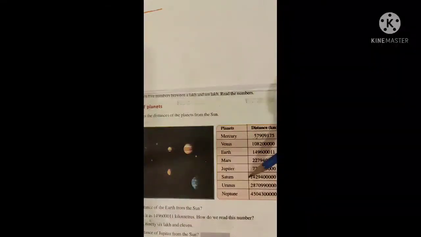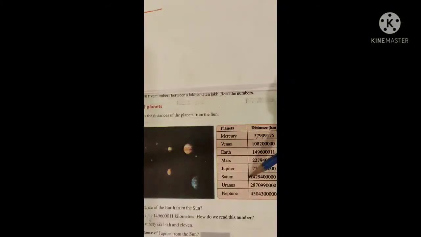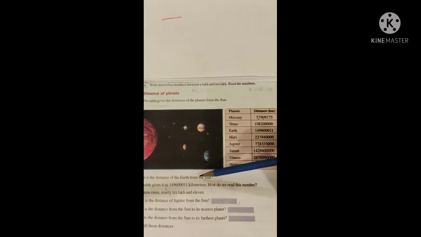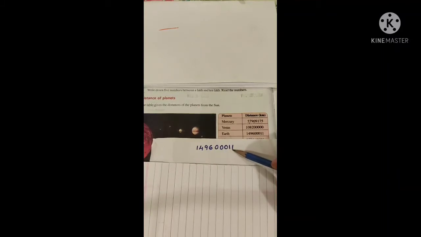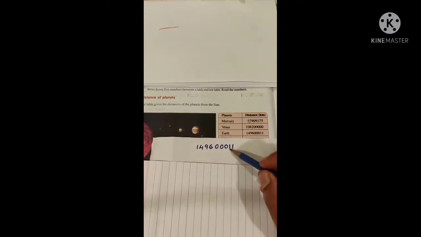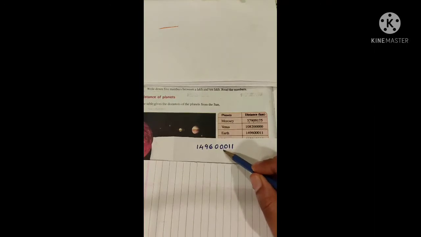Okay. Now we are going to find out the distance of planets. Here the table gives the distance of the planets from the sun. By analyzing this table, you can easily find out the answers to these questions below the table. Look at the first question. What is the distance of the earth from the sun? Here is the distance of earth from sun. How do we read? By grouping the digits, we can easily read this number. 1, 10, 100. Put a comma here.